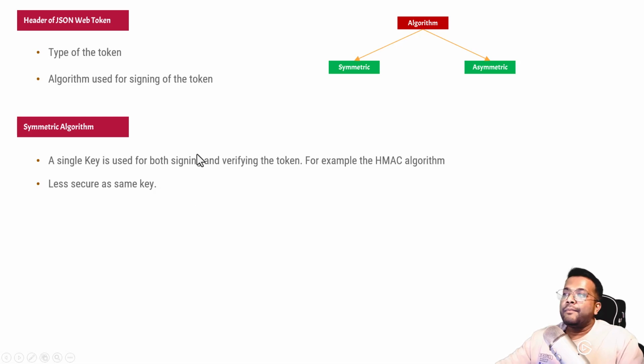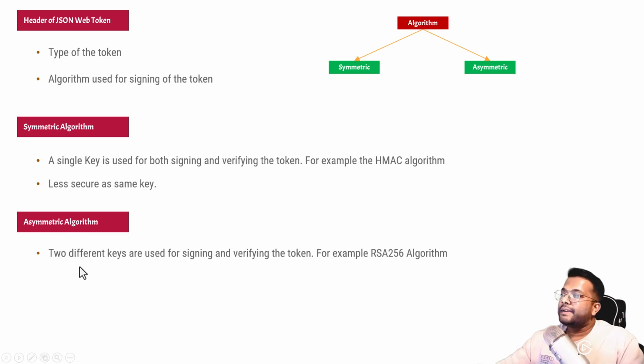The signing part will happen at the backend server, and the verifying of the token can happen at any client. So in this case, the key which is used for signing is also used for verifying the token, and other clients can have that key, so they can generate their own token. That's why it is less secure, because the same key is used for both signing and verifying the token.